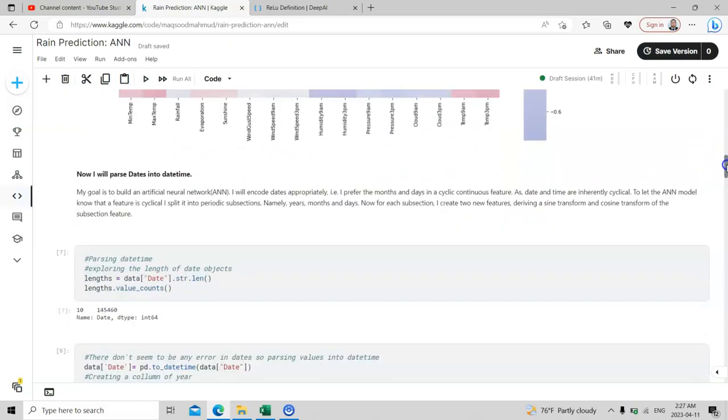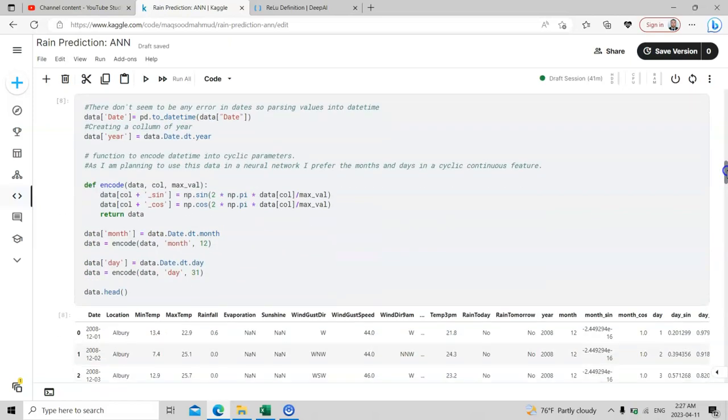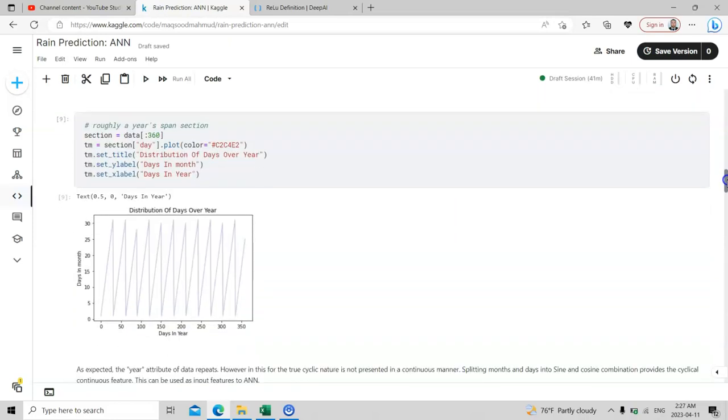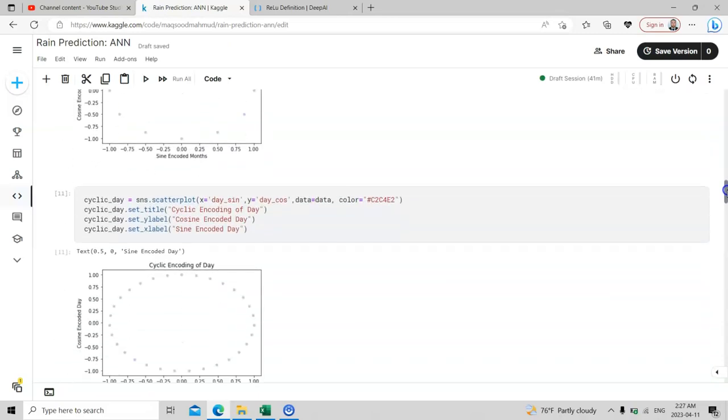Okay, so now you will see some more information on that one. This is about some more visualization of the data.